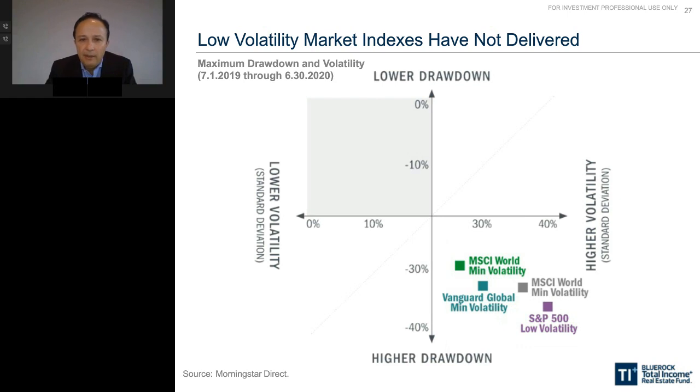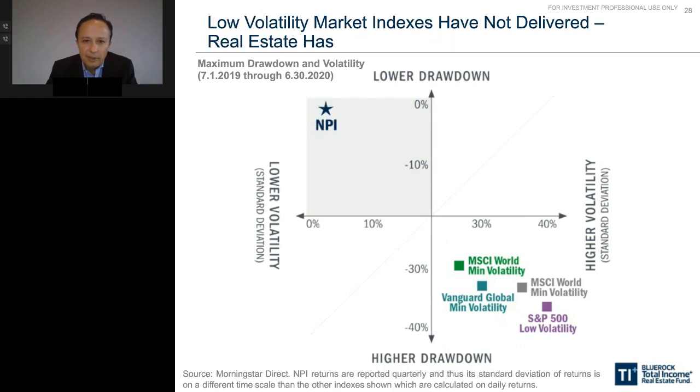Let's compare that to institutional real estate. Low volatility, still a little drawdown. Obviously, returns were negative at the peak down, but with very low volatility, and that's how you build an efficient portfolio. You put this into the rest of your portfolio and it delivers portfolio efficiency.